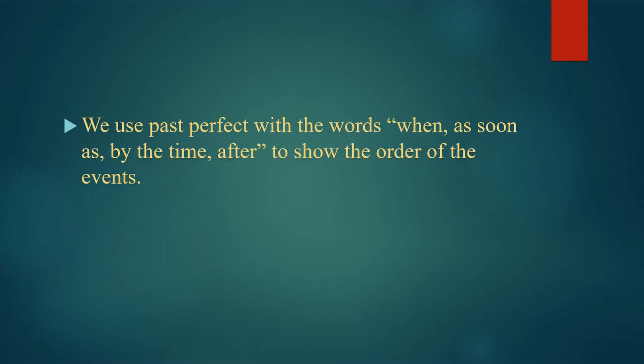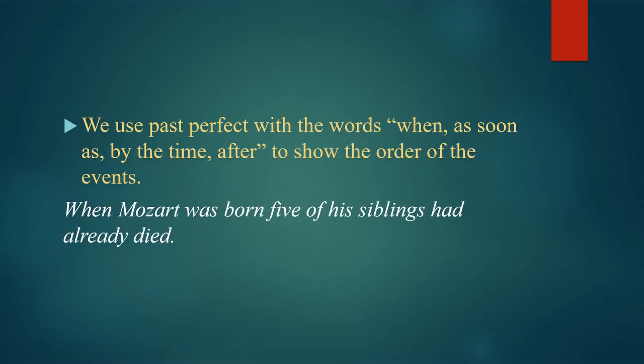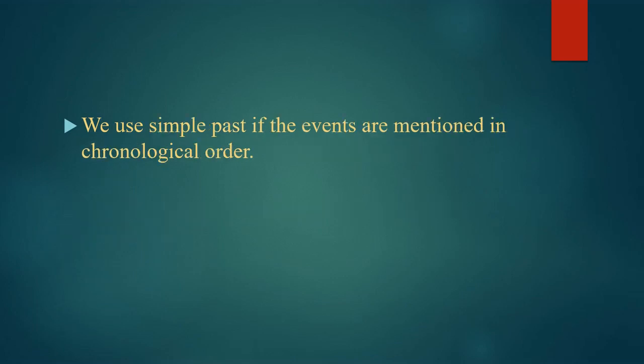We use past perfect with the words when, as soon as, by the time, and after to show the order of the events. When Mozart was born, five of his siblings had already died. We use simple past if the events are mentioned in chronological order. It means if they happened one after another.